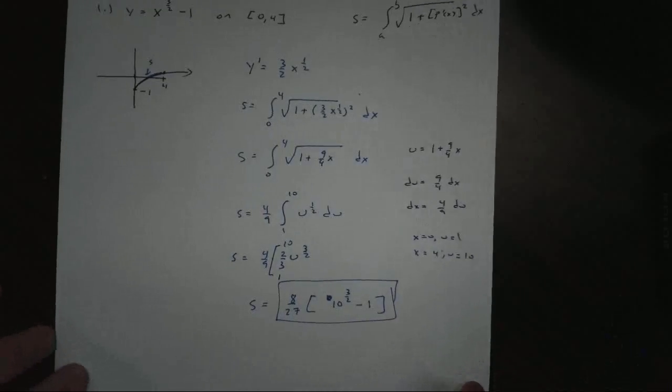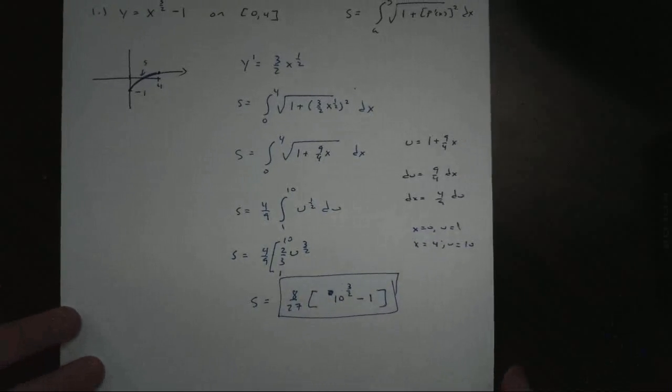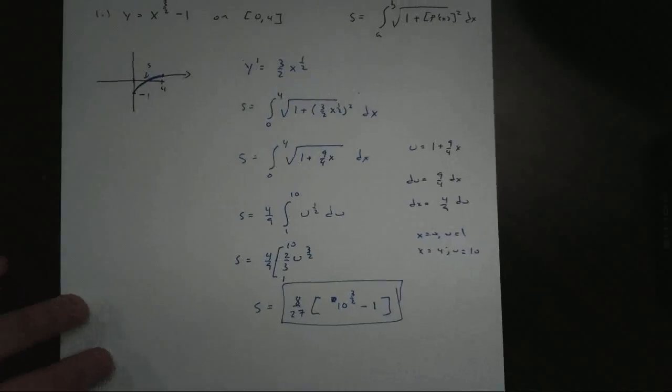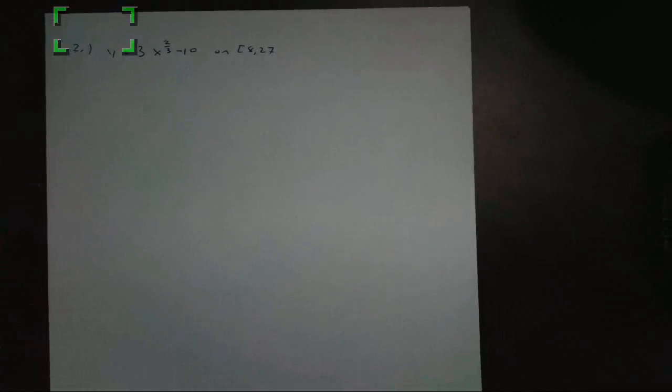So let's take a look at a slightly harder one. Not harder in terms of the problem, but the algebra itself. Number 2 here, y equals 3 x to the 2/3 minus 10 on the domain 8 to 27. This is a little trickier one right here, so if we want to take a look at this one, it'll be very helpful for you.